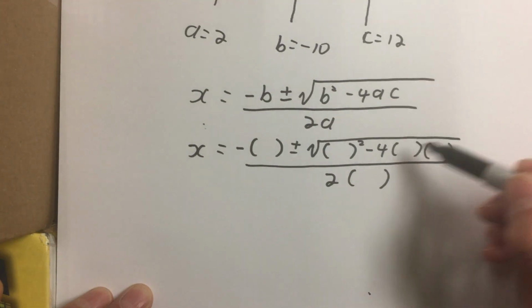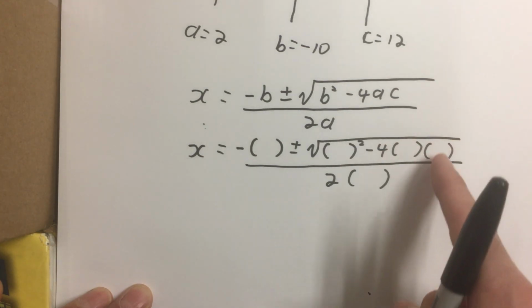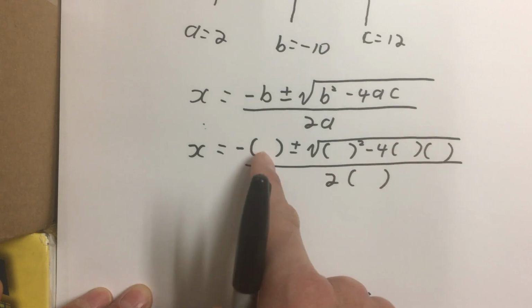Now after you've written out the shell of the formula, double check to make sure that you have containing brackets to replace each of the letters there. Make sure there are 2 of them here. Make sure there's a negative before this one.